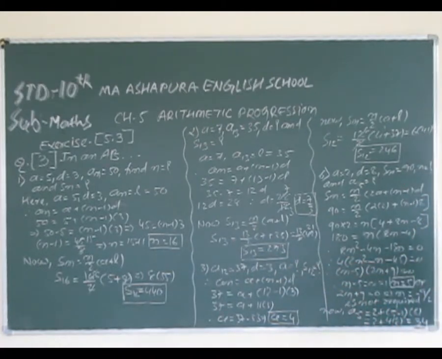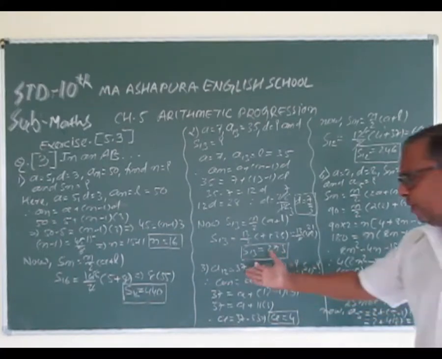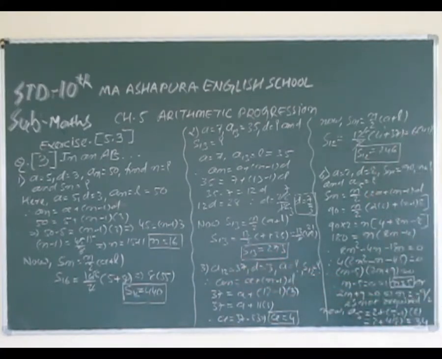One more example. Here a is equal to 12, a12 is equal to 37, d is equal to 3 are givens, and we find out first term a and S12 also.